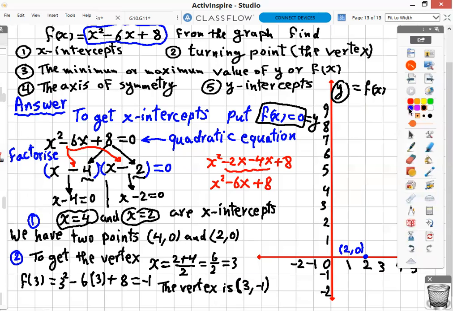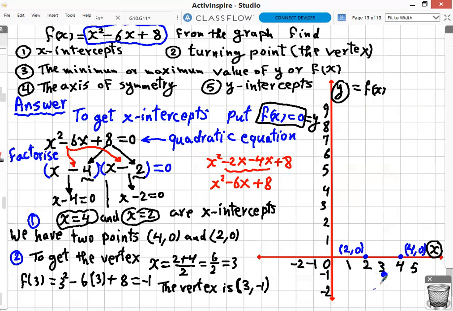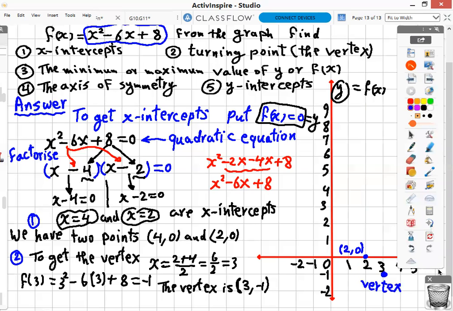Then put the point again with the same color. It will be here. This is the vertex. Now we get our curve. It will be like that. I don't know if I have this color.